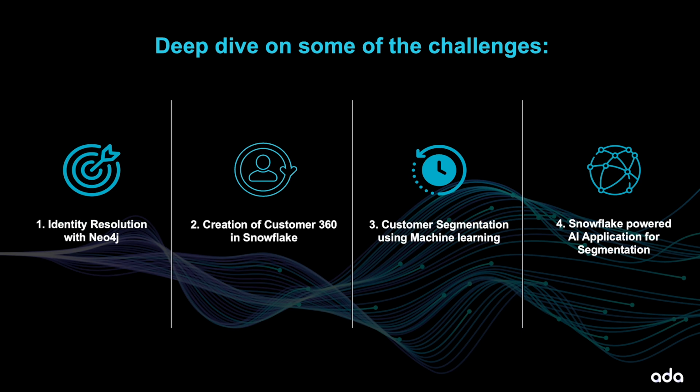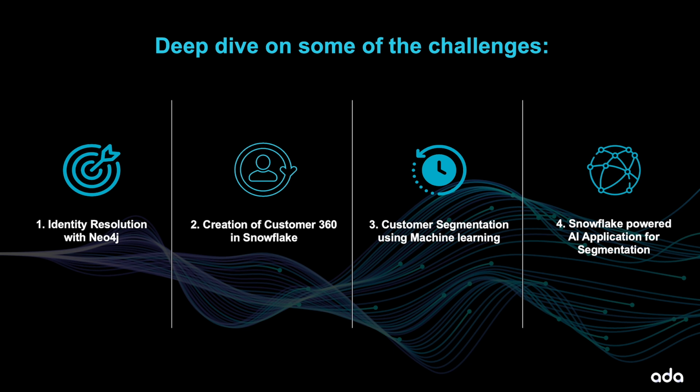Let's deep dive into some of the challenges we discussed 2 slides ago. The first is identity resolution with Neo4j. This is important because, as we've just seen, customer data is highly fragmented. The second challenge is building a customer 360 in Snowflake. Even if the data is centralized, we still need to create hundreds of derived and third-party attributes, without which we can't fully understand the customer.